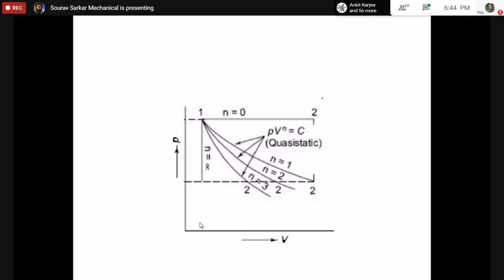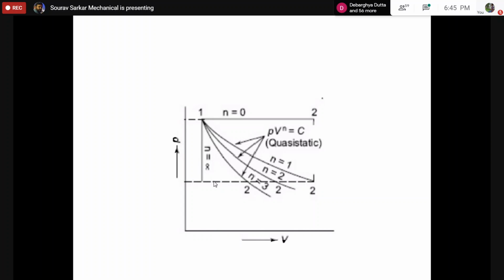What you are trying to say, if you think about any process, if you think about P and V, other than this N equal to 1, listen to this very carefully. If you consider N equal to 1, other than N equal to 1, for all processes where N equal to 0, N equal to 2, N equal to 3, N equal to infinity, your temperature is changing. Temperature changing doesn't mean that it is not an equilibrium process.